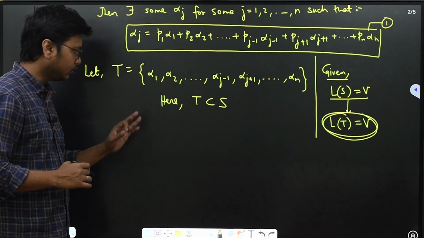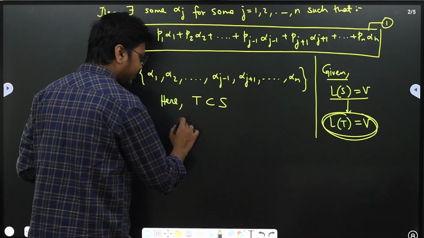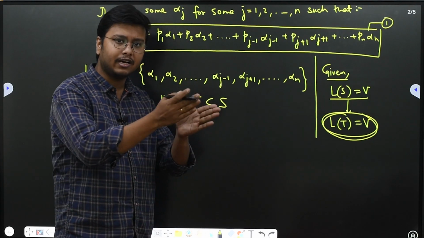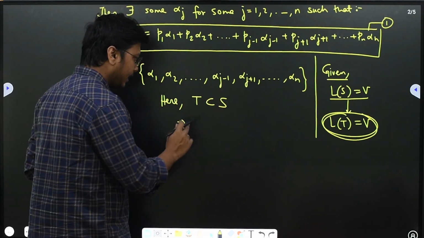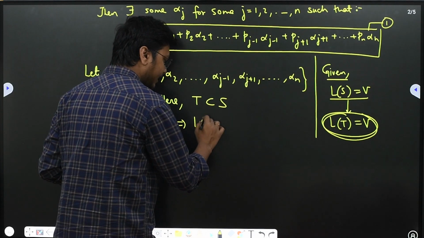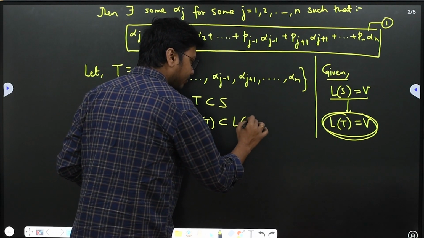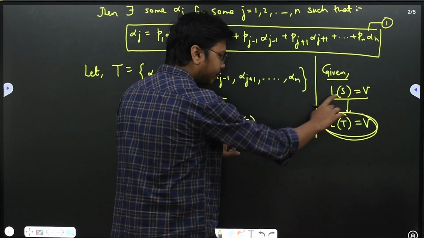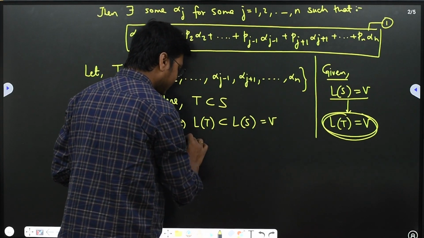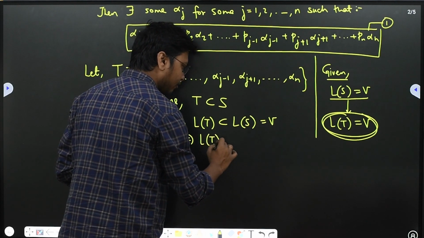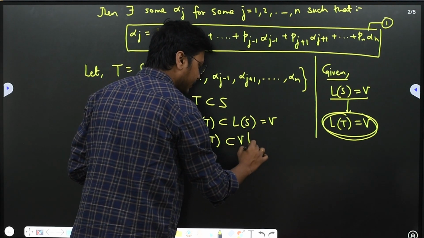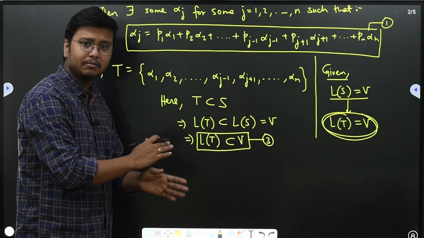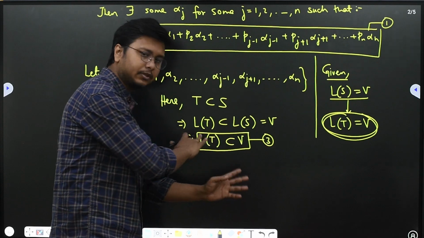Now you can see that using one of the properties of linear span we have done in our previous lectures, if T is a subset of S, then I can say L of T is a subset of L of S. I have done this theorem and I already know that L of S equals V. So that means we are getting L of T subset of V. Let's call this number 3. Similarly, I want to show the opposite thing, that V is a subset of L of T.